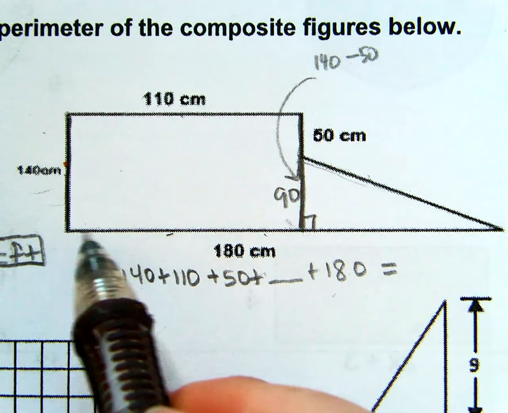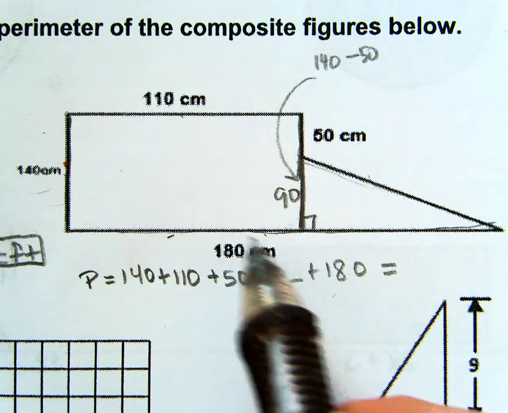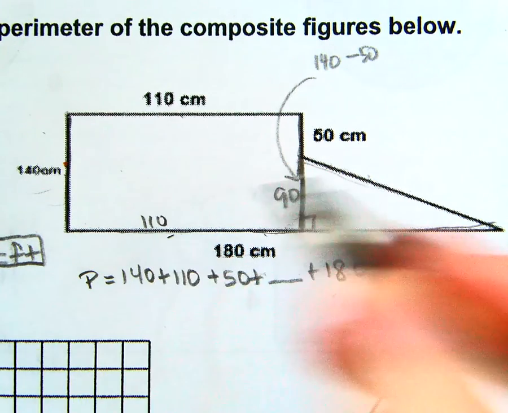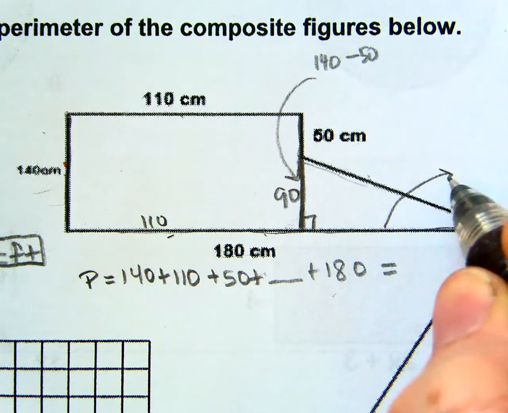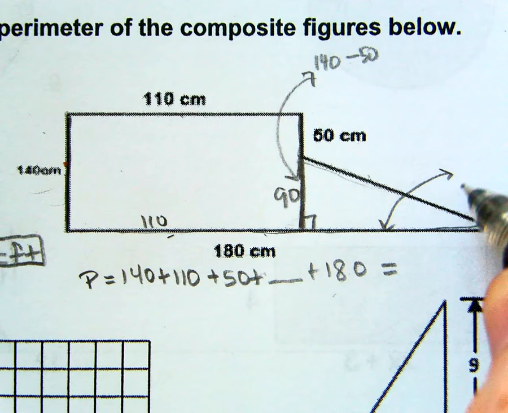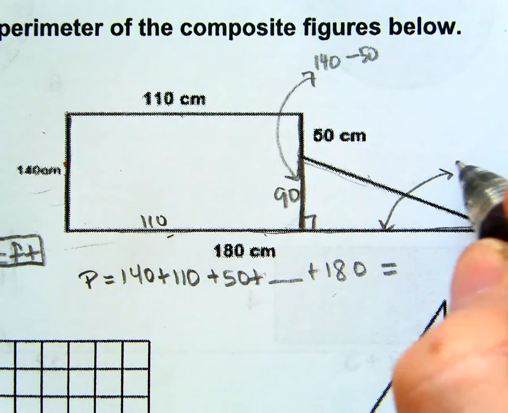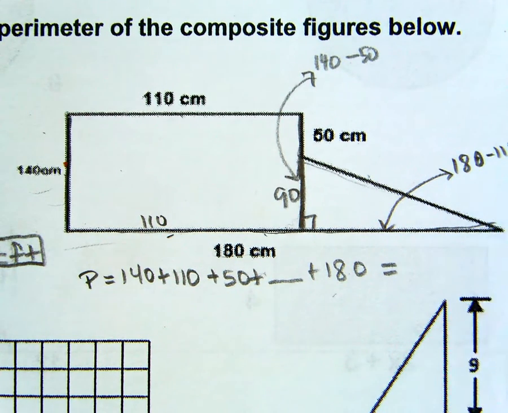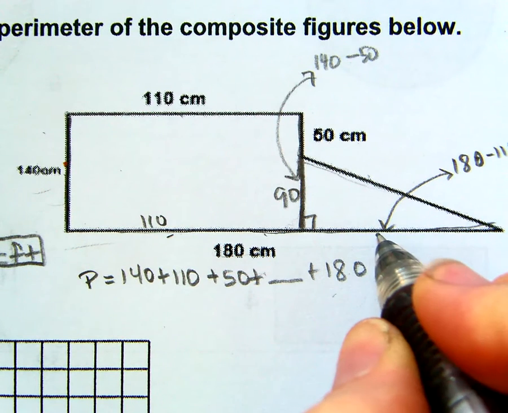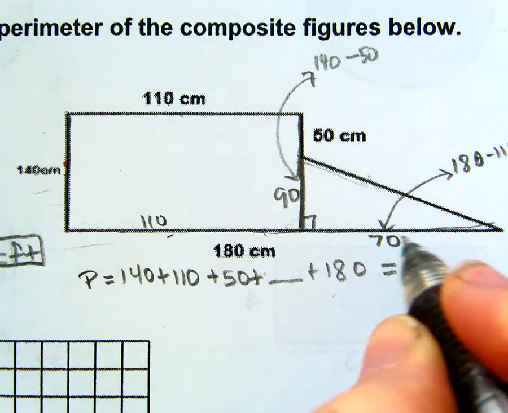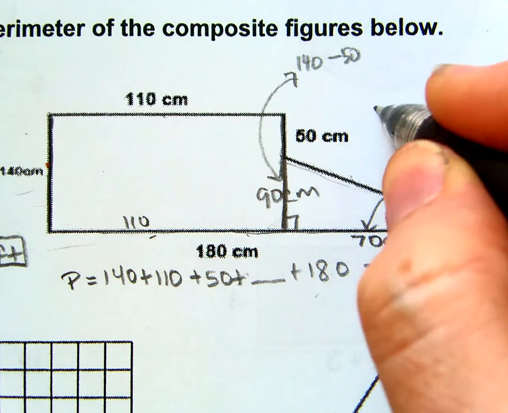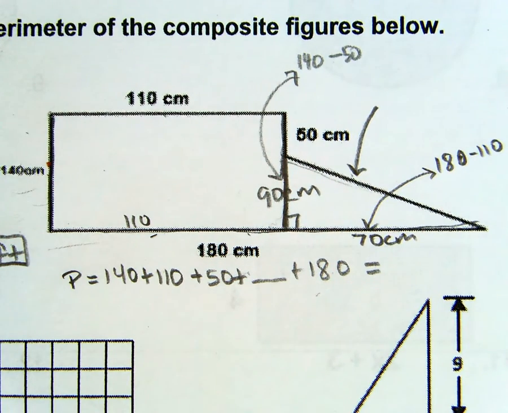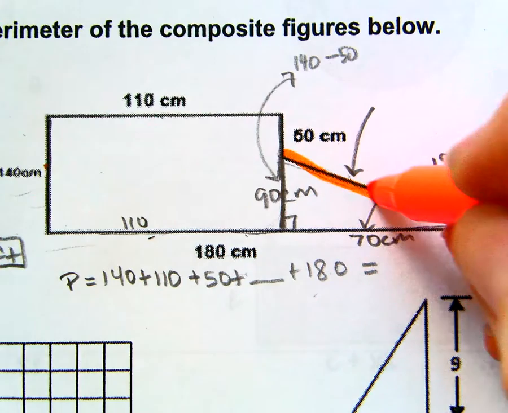Same thing's going to happen down here. This whole length is 180. This is 110. So in order to get this side right here, I'm going to take my whole 180 and subtract 110. And so this side of the right triangle is going to be 70 centimeters. So then I can find the side that I actually want. So this is my unknown side of this picture right here.